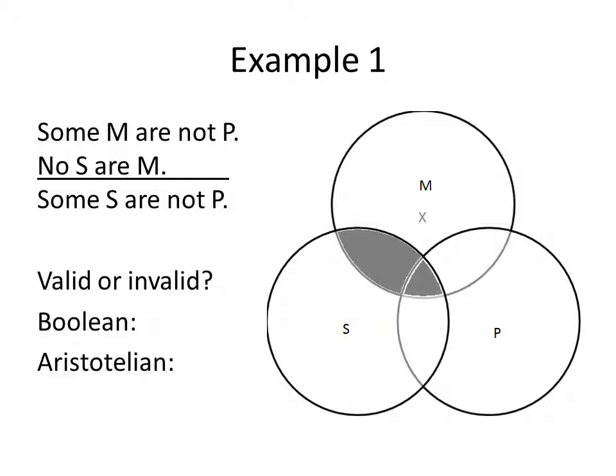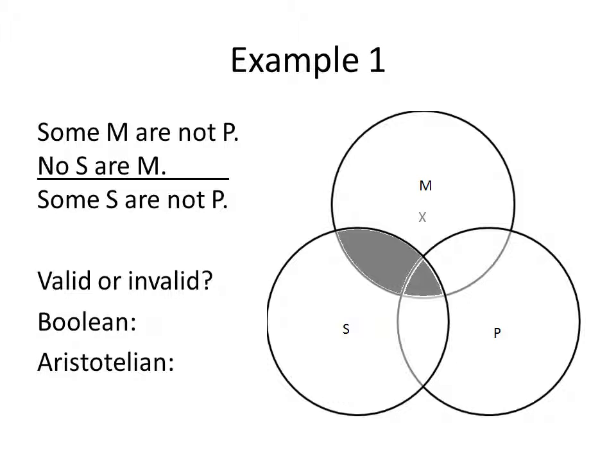Well, that the premises could be true and the conclusion false, right? So what we're doing here is drawing a picture of the premises, and we're asking, is the conclusion true according to the premises? If the conclusion's not true, then we know that the premises could be true and the conclusion false, and that would show that the argument's invalid.